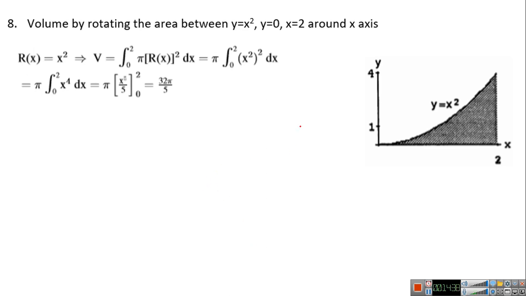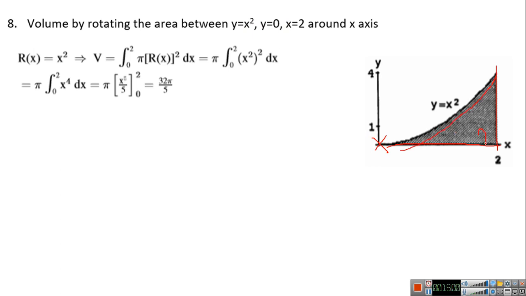More, find the volume by rotating. This is a parabola, y equals x square. You have y equal to 0 on the x-axis. This is y equal to 0, x equal to 2, and the parabola. So you take here one time y is 0, so x is 0. If you put 2, you're going to get 4. So this is the parabola.